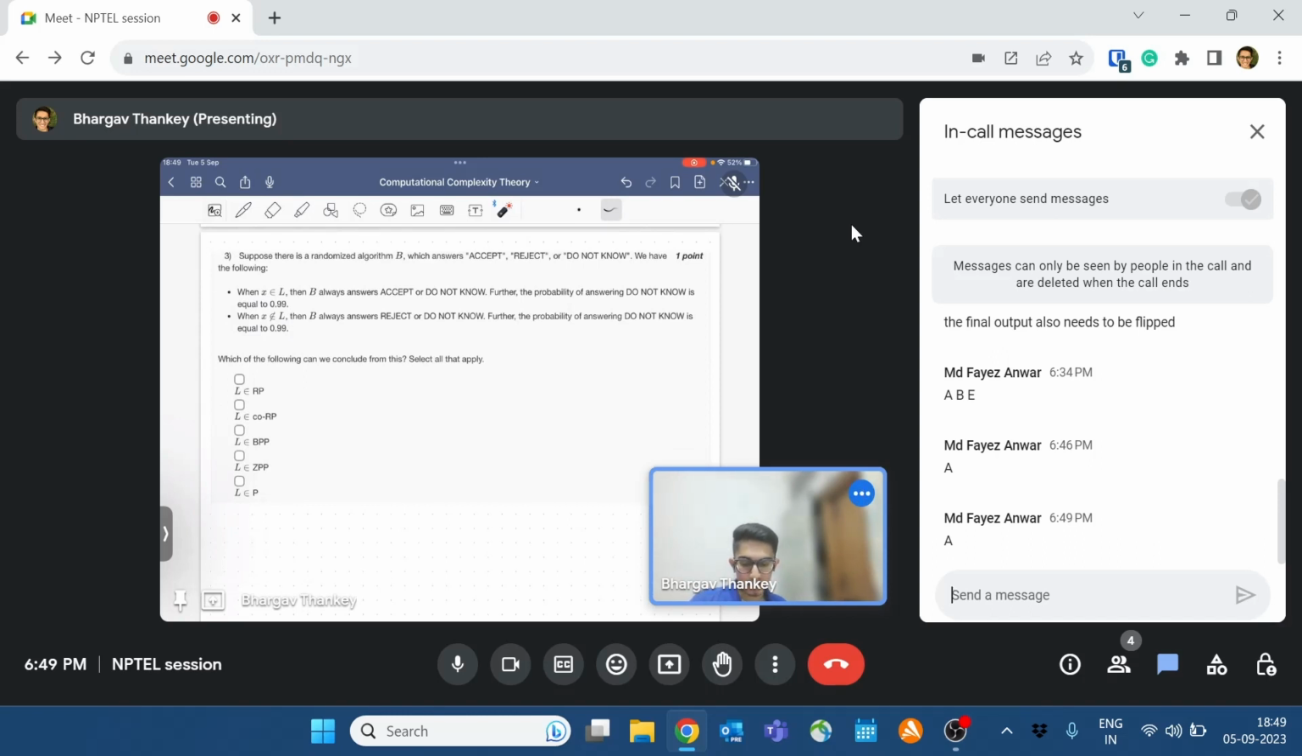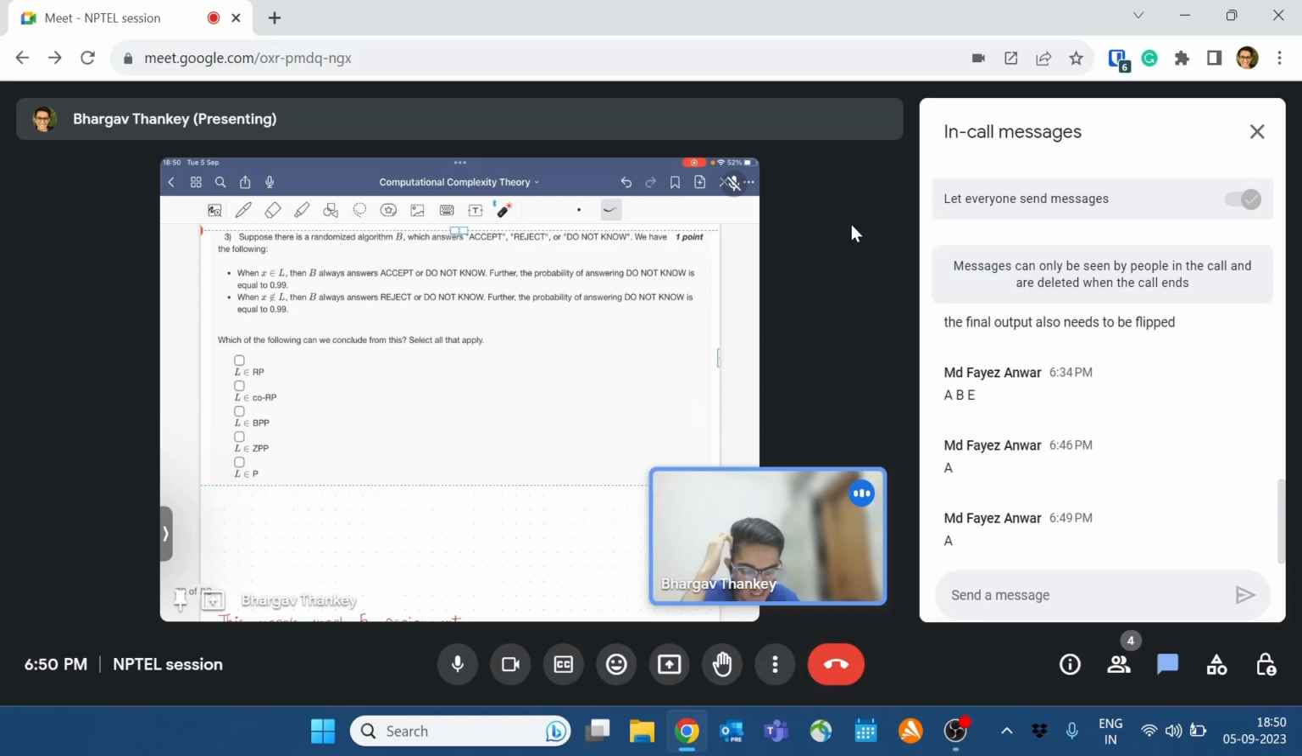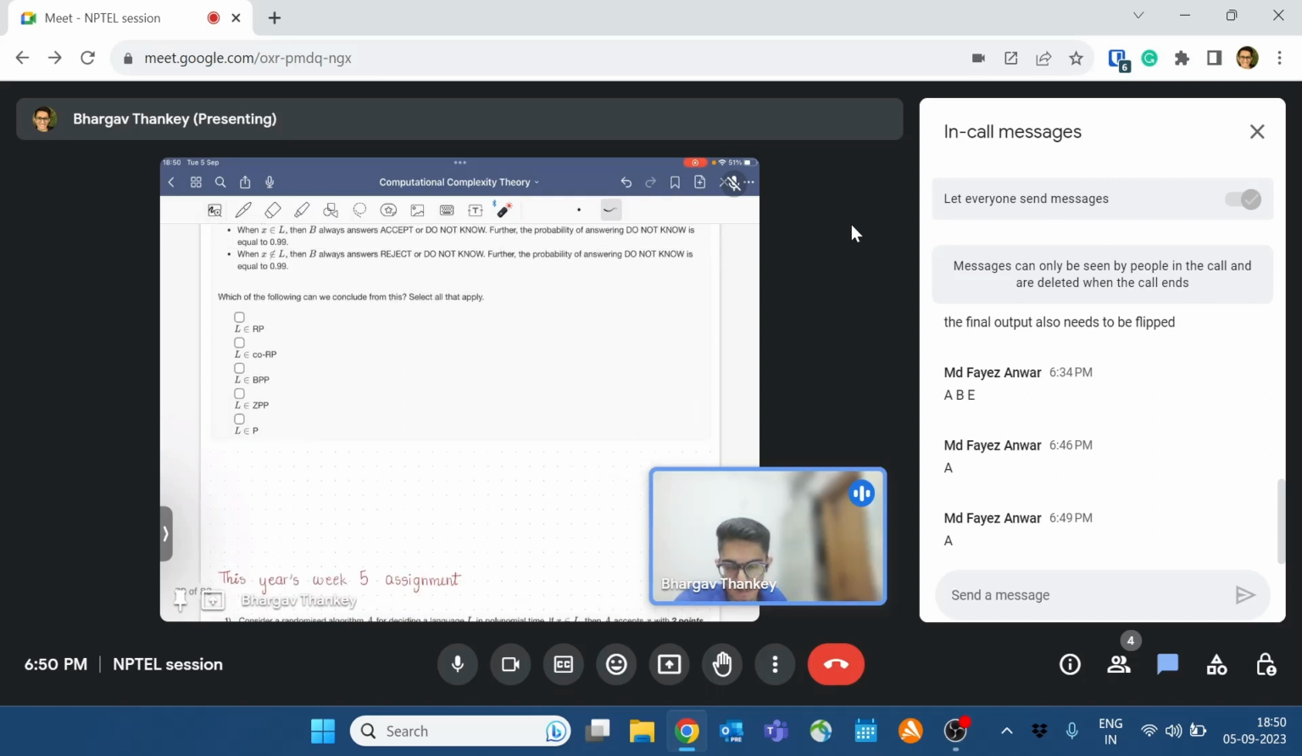So the next problem is, suppose there is a randomized algorithm B which answers accept, reject, or do not know. And we have the following. When x is in the language, B always answers accept or do not know, and the probability of answering do not know is equal to 0.99. Similarly, when x is not in the language, then B always answers reject or do not know. Further, the probability of answering do not know is equal to 0.99. Then which of the following can we conclude from this? Select all that apply. L is in RP, L is in co-RP, L is in BPP, L is in ZPP, or L is in P. So which of these are correct?